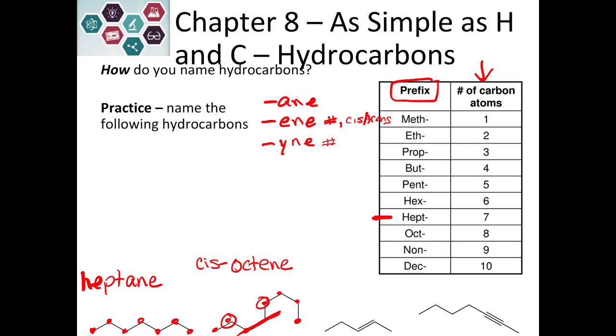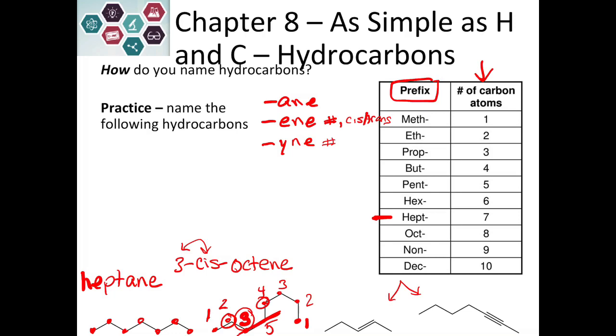So check both directions. So if I go left to right, I've got 1, 2, 3, and I hit the double bond. If I go right to left, I've got 1, 2, 3, 4, 5. You always go with the lower number. So 3 cis octene. Know that the cis and the number could be flipped. So it could say cis 3 octene as well. Go ahead and try the last 2 examples and see if you come up with the same answers that I'll show here in a second.